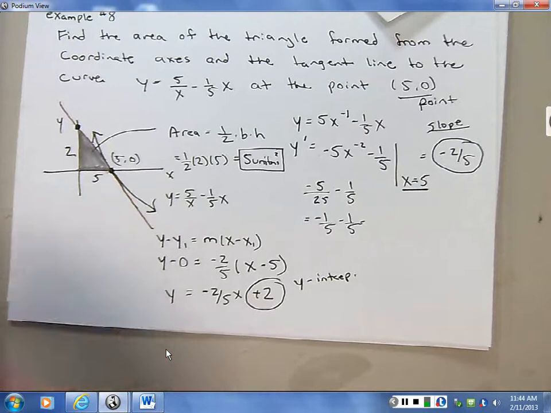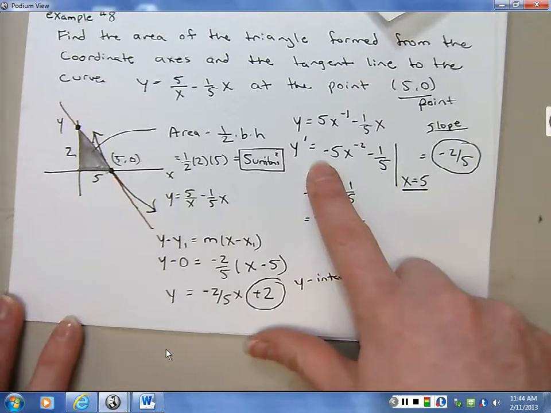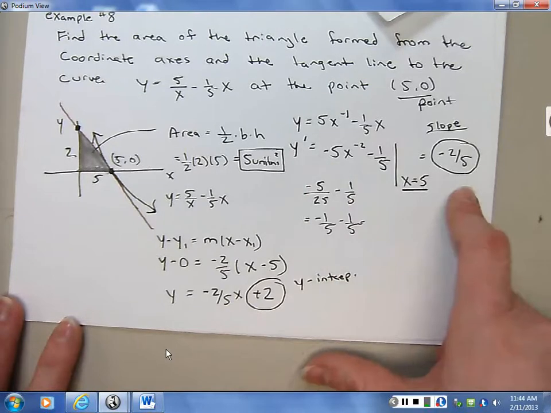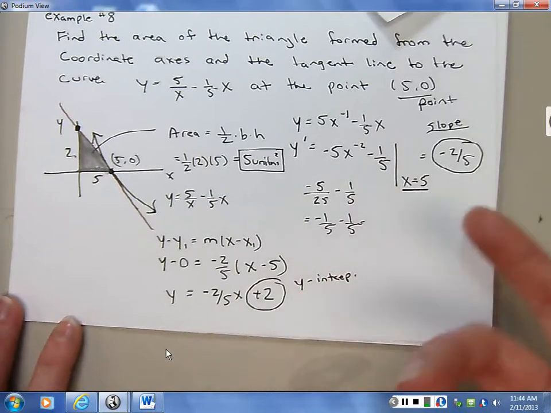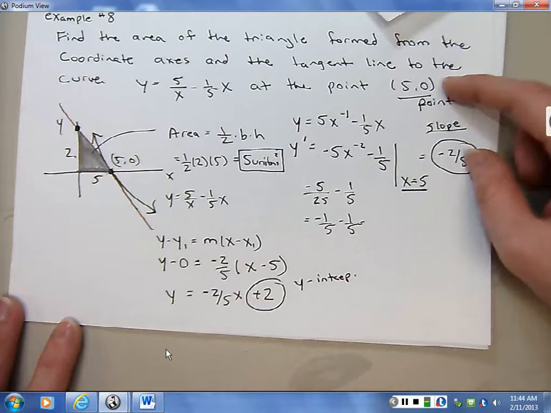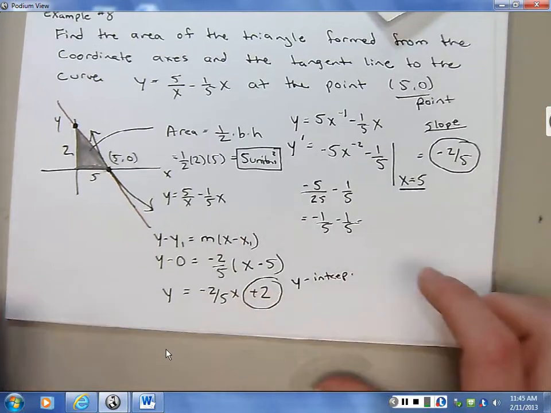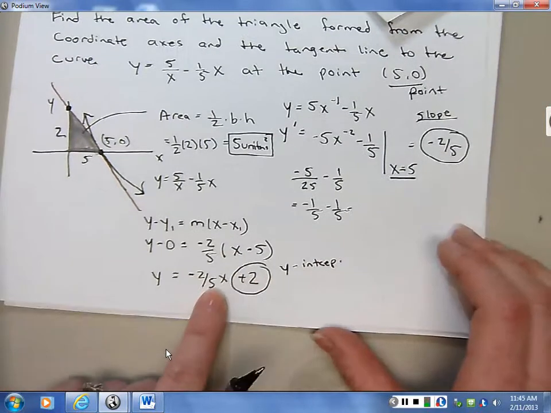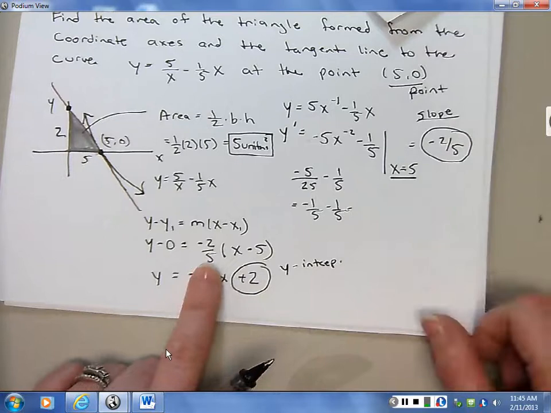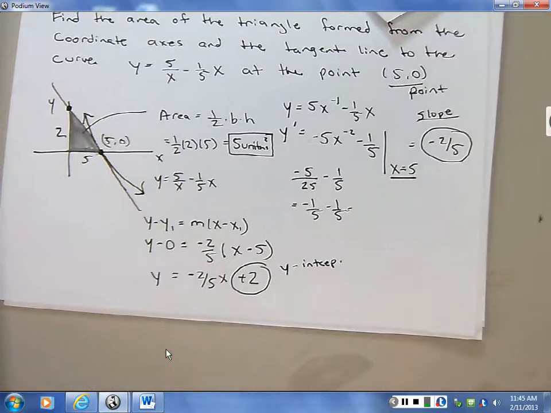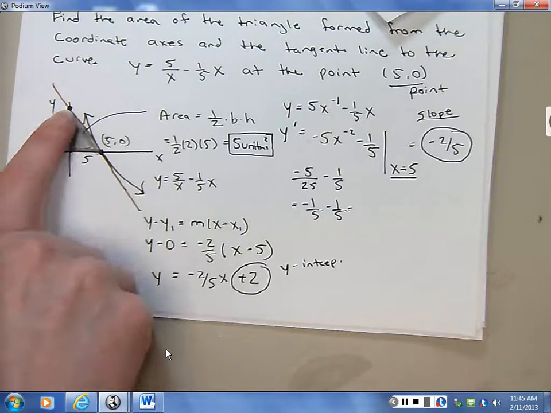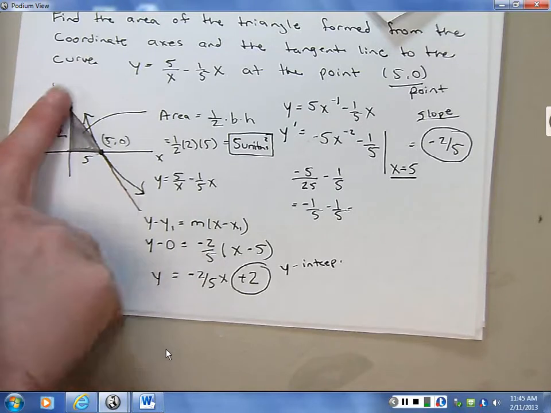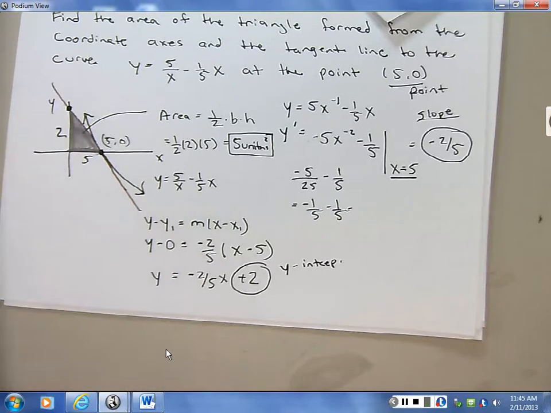But it takes quite a bit to get there. You need to know that I need to evaluate the derivative at x equals 5 to get the slope. Once you've done that, you're pretty much close to point slope form, and then get the y-intercept. The y-intercept is when x equals 0. So if I plug in x equals 0, y equals 2. That's that other point that's on the... The 2 is the y-intercept of the tangent line.